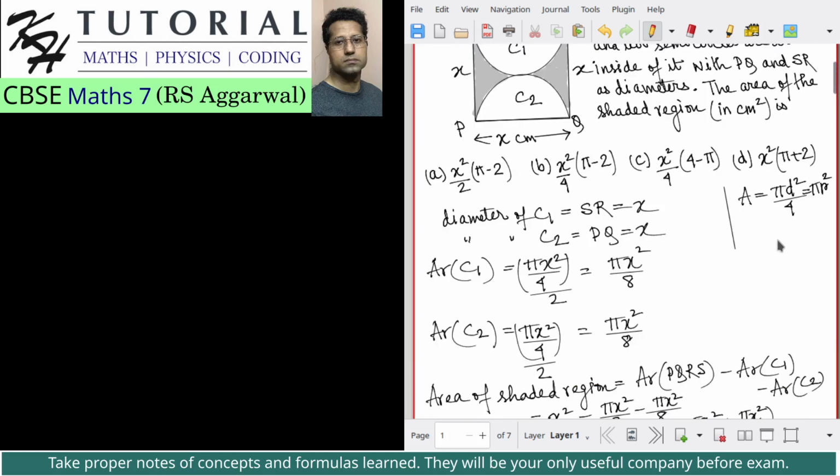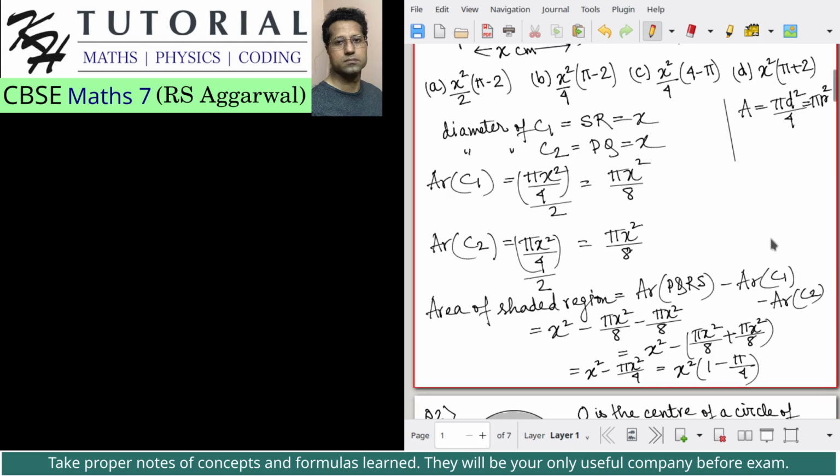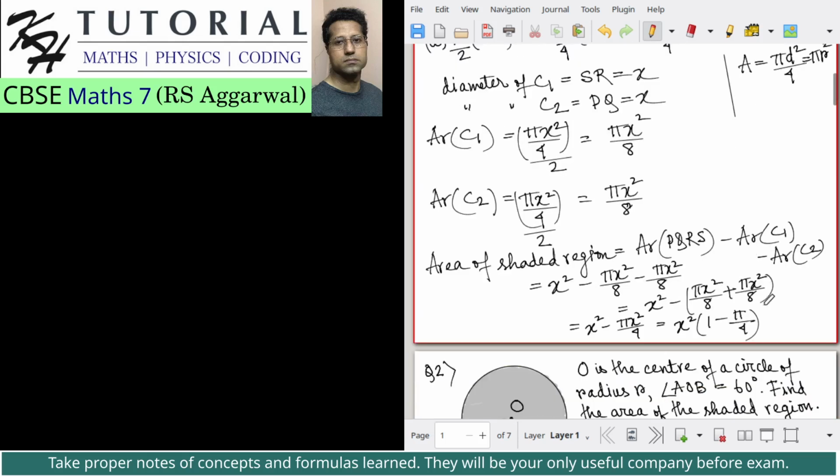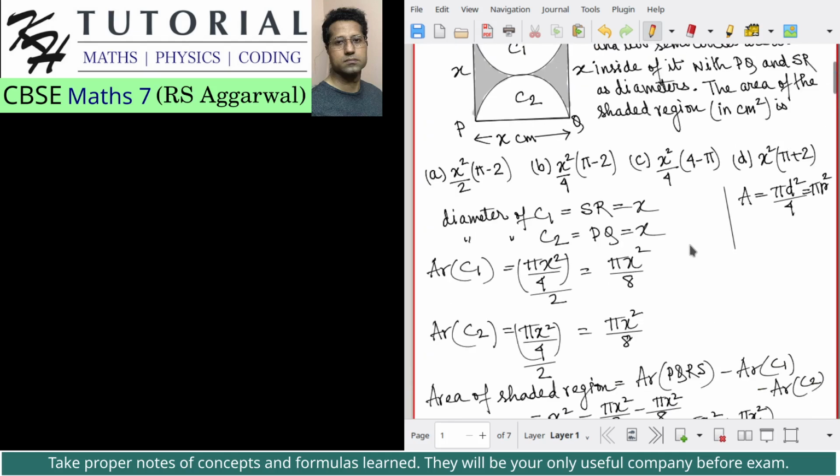What are the options? Okay, so if I simplify 1 minus pi by 4, this will be x square into 4 minus pi, whole divided by 4. So x square by 4 multiplied by 4 minus pi, which is choice C. So the answer is choice C.